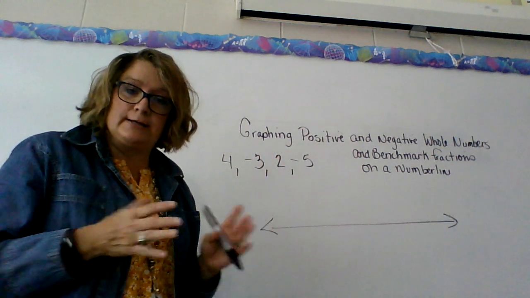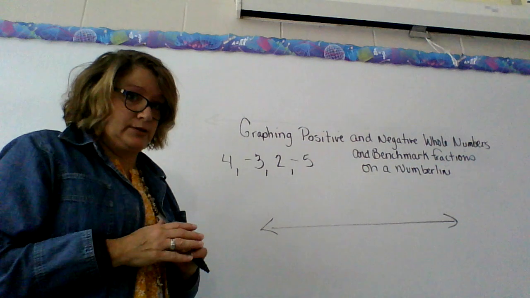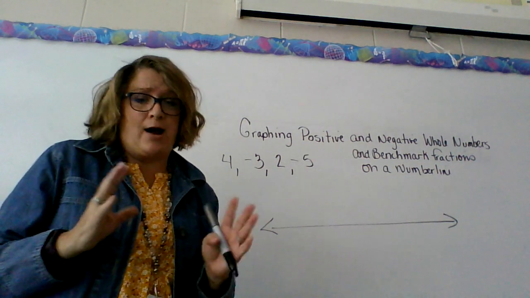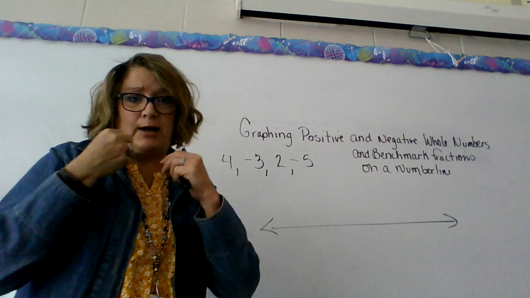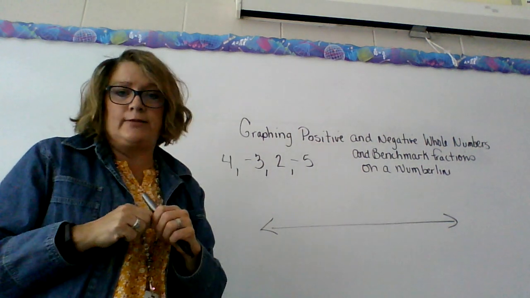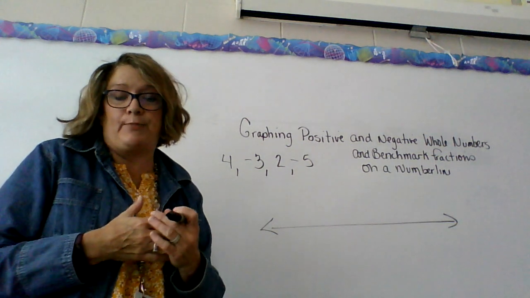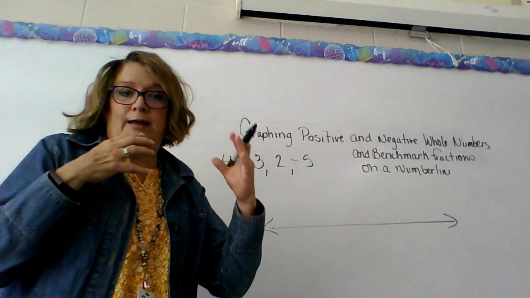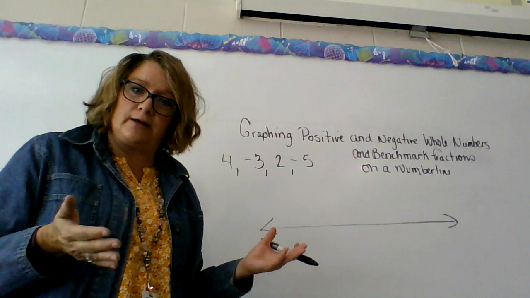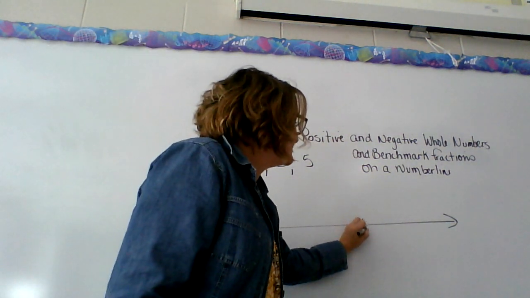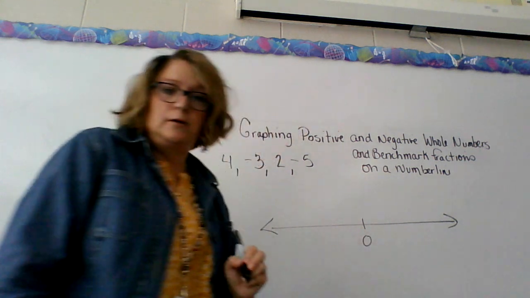Before I get started with placing any of those numbers on the number line, I want to put some numbers on there that may not be part of the graph. I may not be putting a dot on them, but I need some locations plotted on the number line so that I know where other things will go. So I'm going to start by putting, obviously, 0 in the middle.